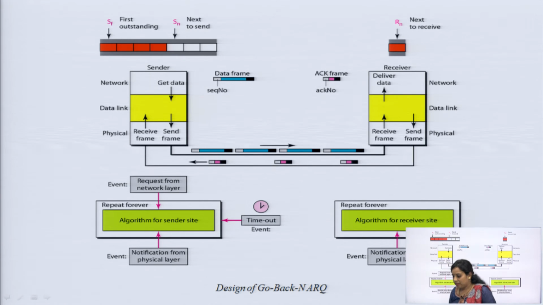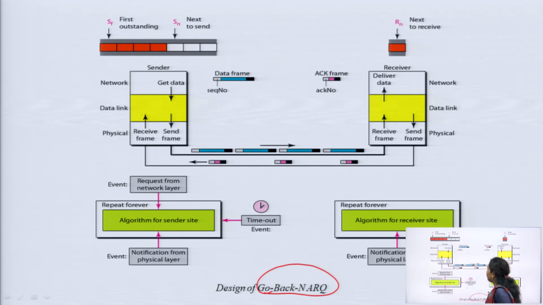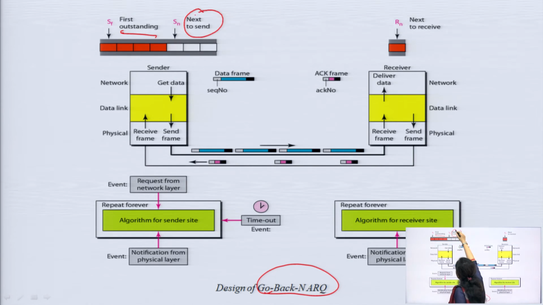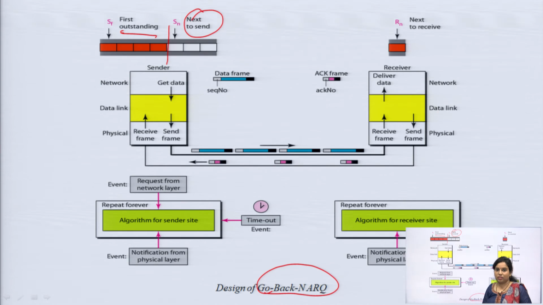Now, next is the design of the go back N ARQ protocol. You can see that this is the first outstanding frame that has to be transmitted, the sender frame. This is the next frame to send, meaning up to this point these are the outstanding frames, which have already been sent. After this, these orange blocks will be sent, then the remaining frames have to be sent in the next part.